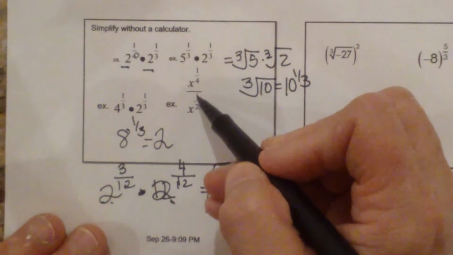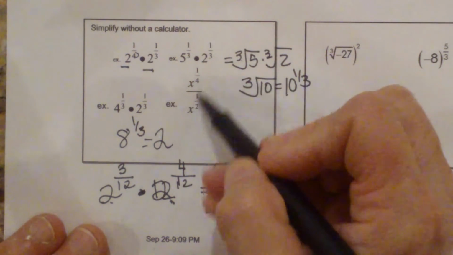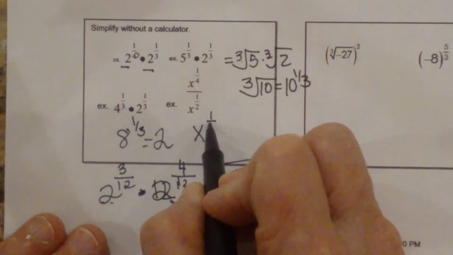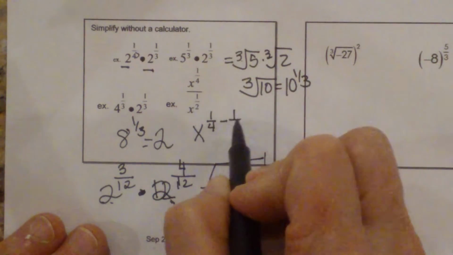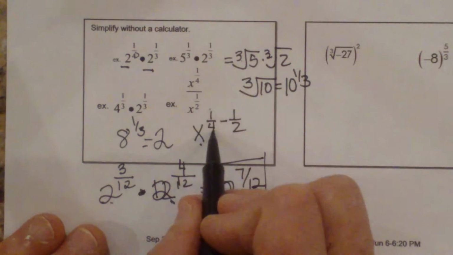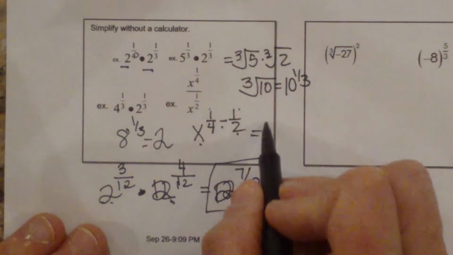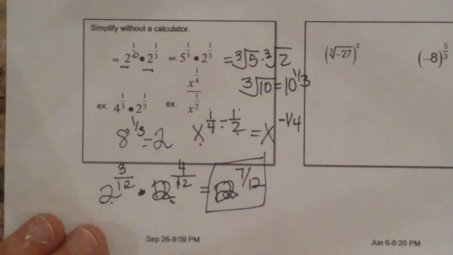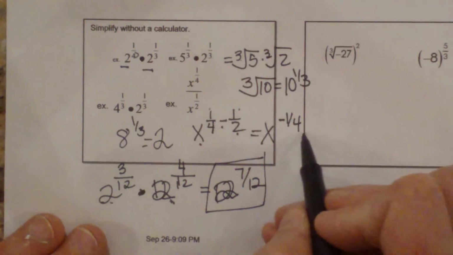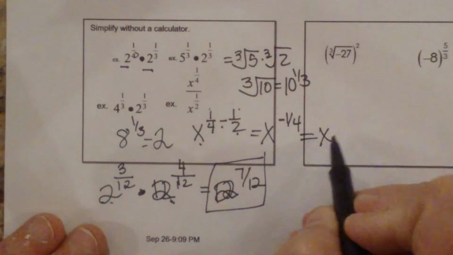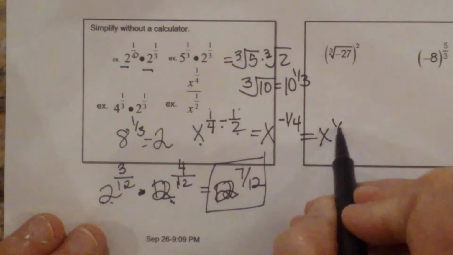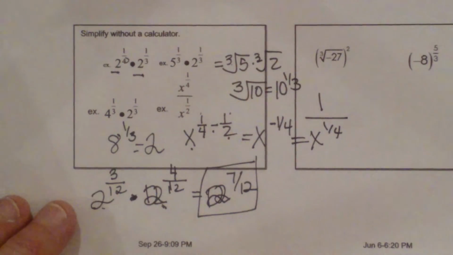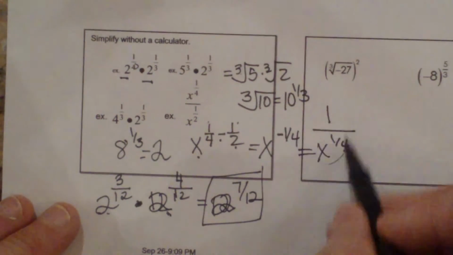Okay, and now we're going to have like bases and we're dividing. But when we divide, we're going to have to subtract the exponents. So we're going to have x to the 1/4 minus 1/2. Well, that's x to the negative 1/4. Well, we don't want to leave that as a negative exponent, so that's going to be 1 over x to the 1/4, all in the denominator.